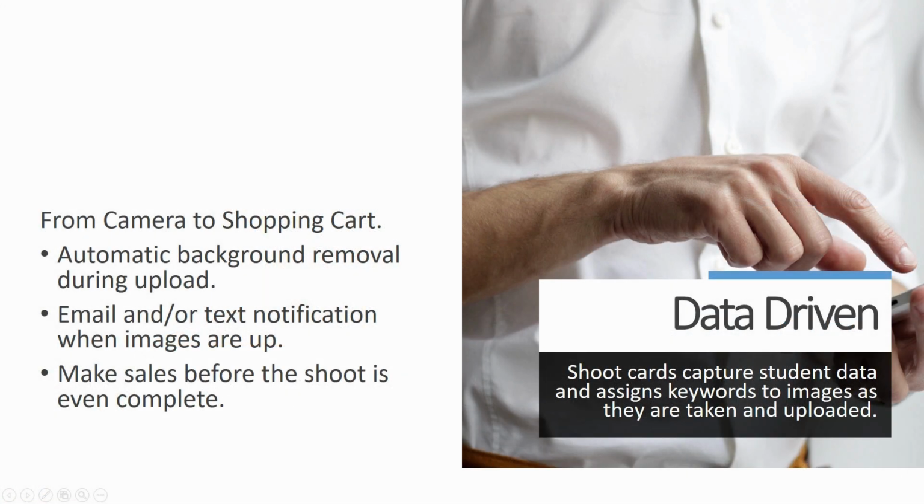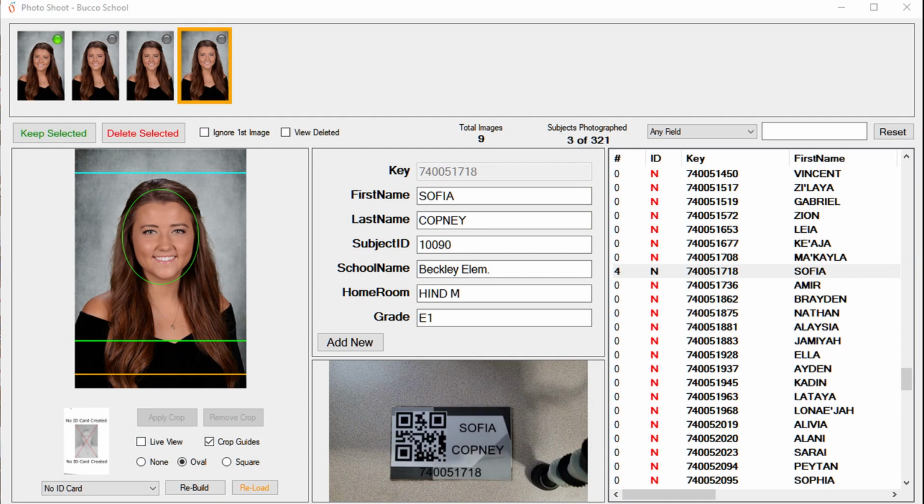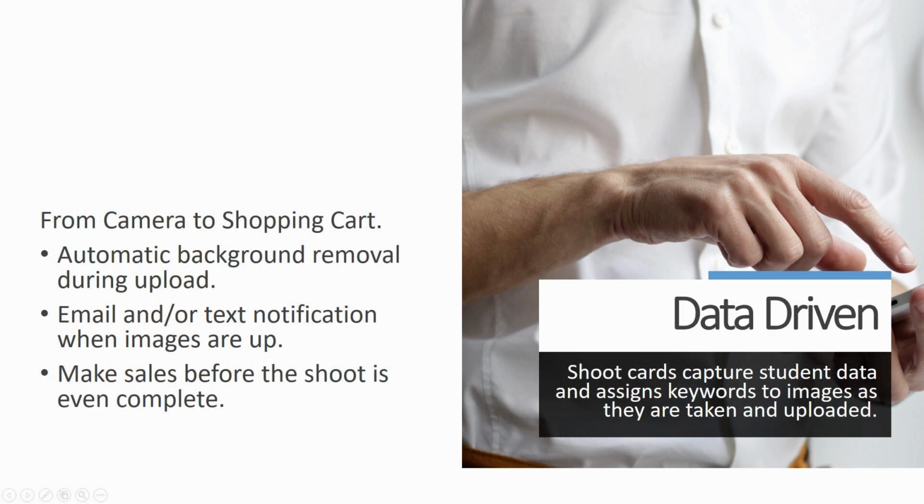Our data mapping system allows you to import data from virtually any format. Shoot cards can then be printed from this data. Barcodes can be read from code scanners, iPhone or Android devices, or any other video feed such as a webcam. Our system reads the student data and assigns keywords to images as they are uploaded. Background removal can be enabled, allowing your clients the ability to select backgrounds for a what you see is what you get shopping cart experience.